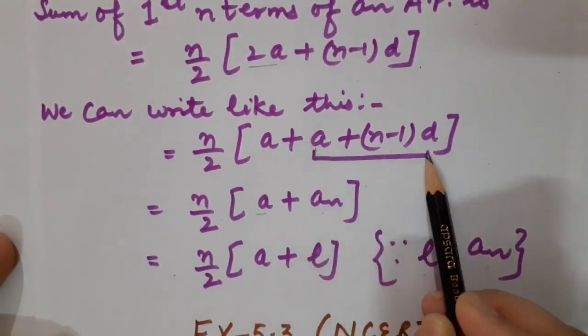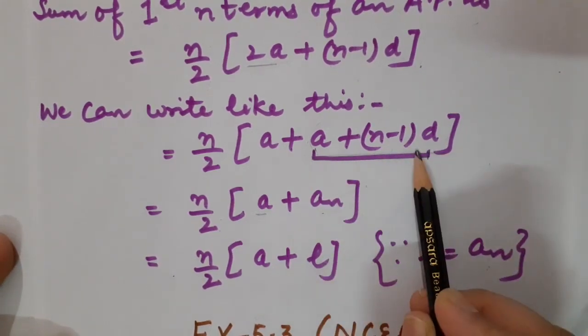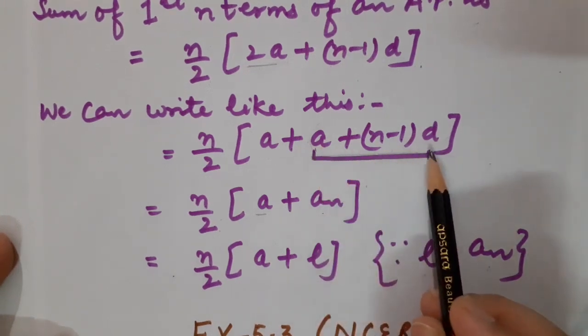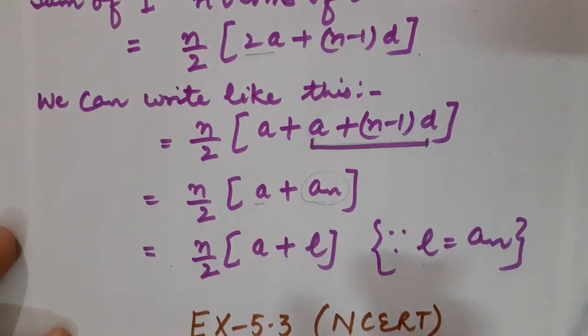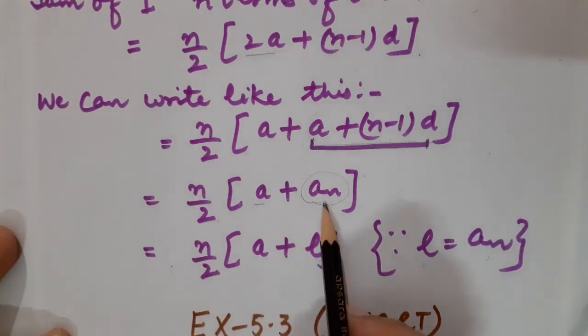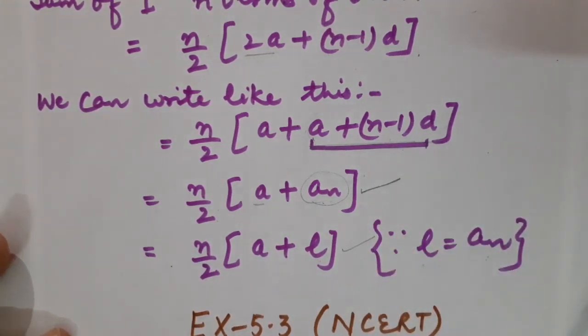Children, you know very well that using the generalized form of AP, this is nothing but the formula of nth term of AP. So in place of a plus n minus 1 into d, I can write an. An is nothing but the last term of AP. So this can be written like this also, that is n by 2 into a plus l, or l can be written as an also. So both the formulae are the same. Correct, student? So we have learnt two formulae.